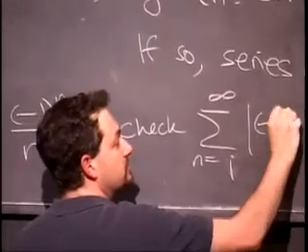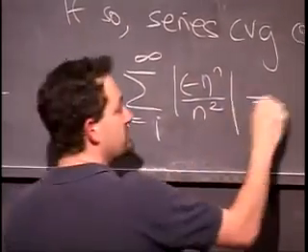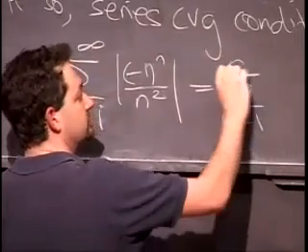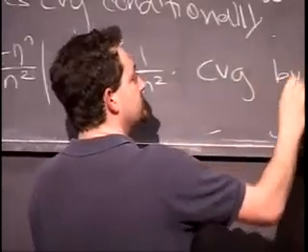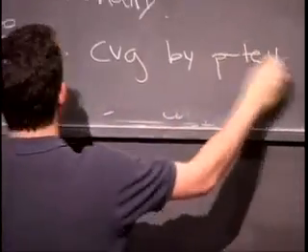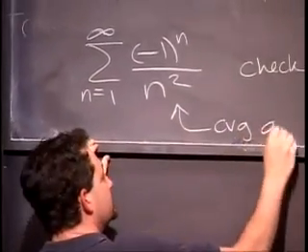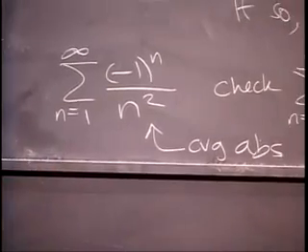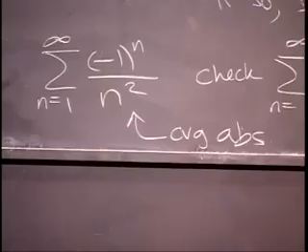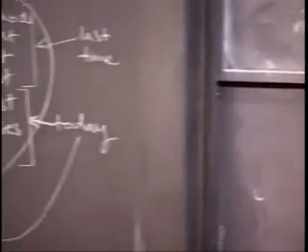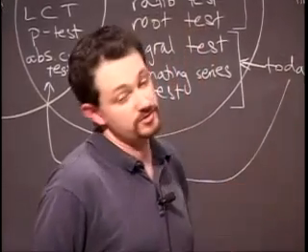If you do, you get the sum of just 1 over n squared, which converges by the p-test. So this converges absolutely. Don't use the alternating series test in that case because you already know it converges. The alternating series test does not tell you it converges conditionally. It just says it converges if it works.